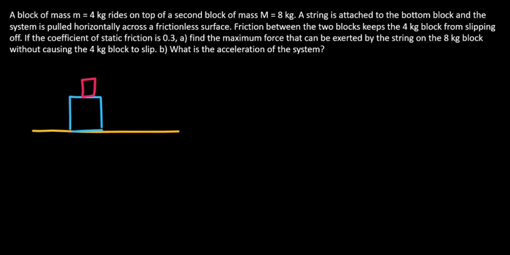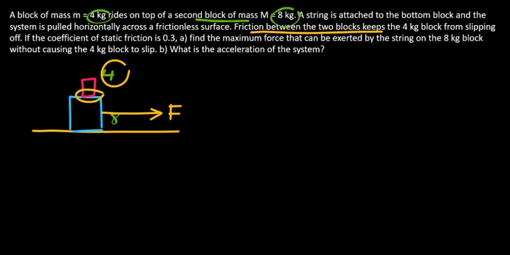Problem 1. A block of mass 4 kg rides on top of a second block of mass 8 kg. So the top one is 4 kg, the bottom one is 8 kg. A string is attached to the bottom block like that, and the system is pulled horizontally across a frictionless surface, so there is no friction here. Let's call this force F.